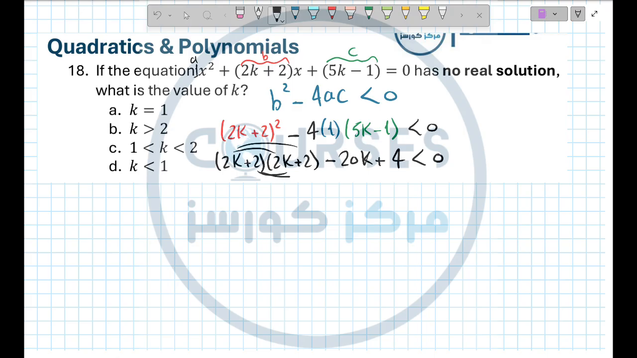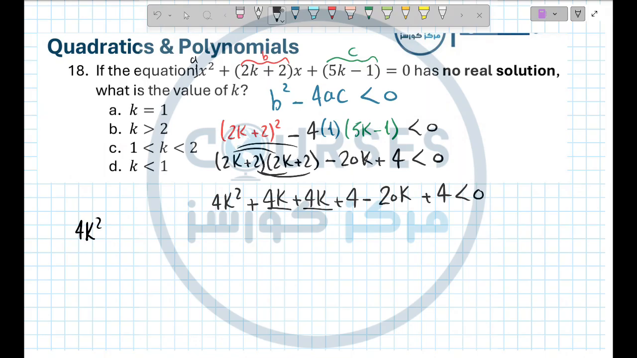Now we distribute these. 2k times 2k is 4k squared. 2k times 2 is 4k. 2 times 2k is another 4k. 2 times 2 is 4. Minus 20k plus 4 is less than 0. Now let's join like terms. So 4k squared, 4k plus 4k minus 20k is negative 12k. Positive 4 plus 4 is plus 8, less than 0.